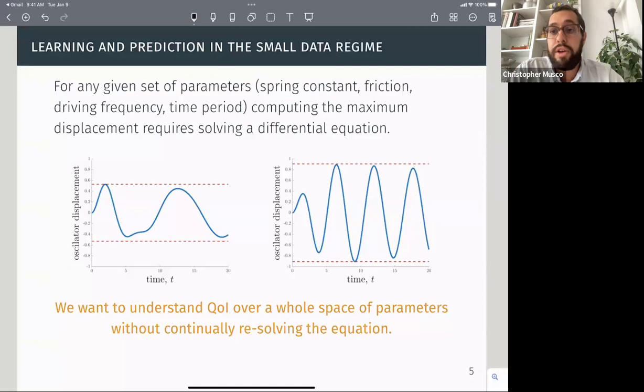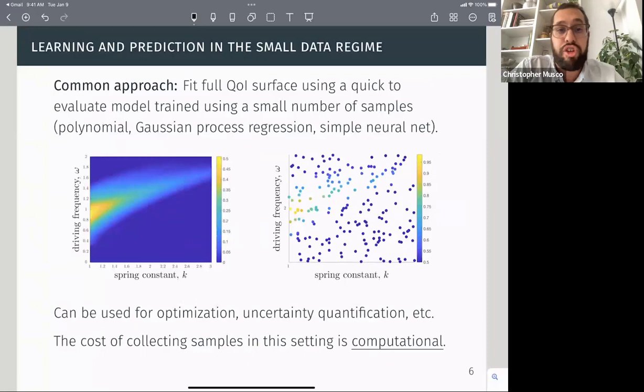Okay, the question here is, what if I want to understand that maximum over a huge space of parameters? So a grid of possible values for the spring constant, friction, driving frequency, et cetera. How could I do that? I could just solve the differential equation many, many times, but the number of times I solve is growing exponentially in the parameter space. Or I can try to use a simpler machine learned or statistically fit model to approximate this quantity of interest, like the maximum displacement.